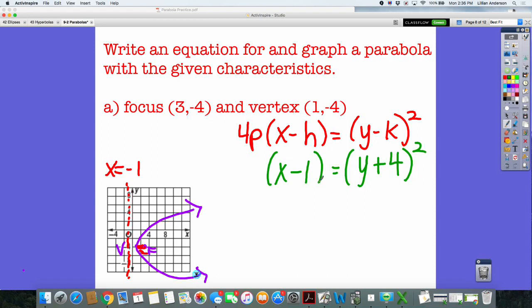What's the value of p? We just talked about it. It's positive, yes, but what is p? It's 2. It's how far away the focus is from the vertex, or the directrix is from the vertex. So this number right here is going to be 8. Again, p is 2. The distance from the focus to the vertex or from the directrix to the vertex, that's the value of p.